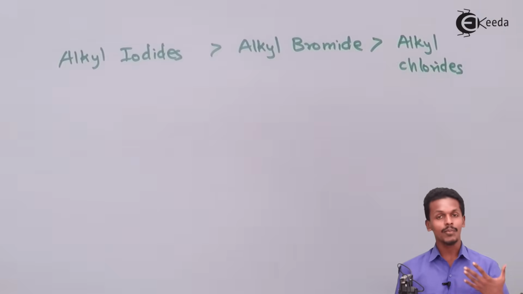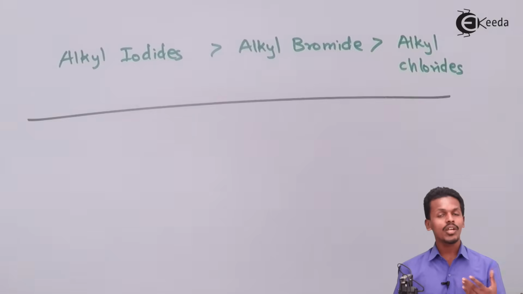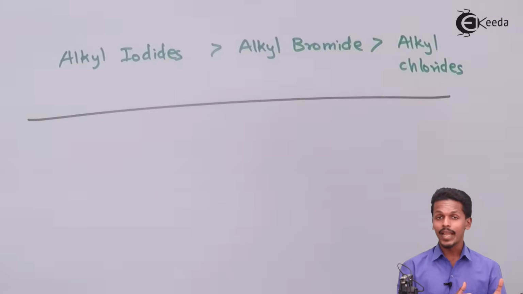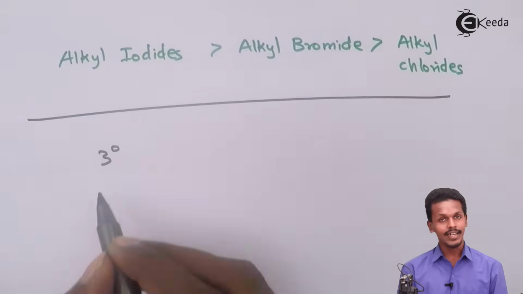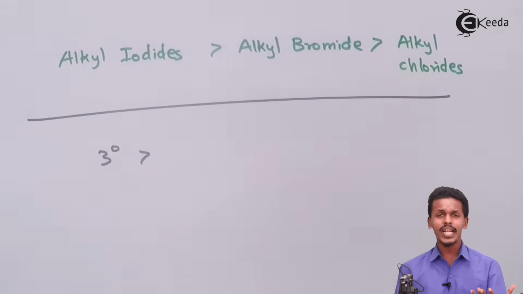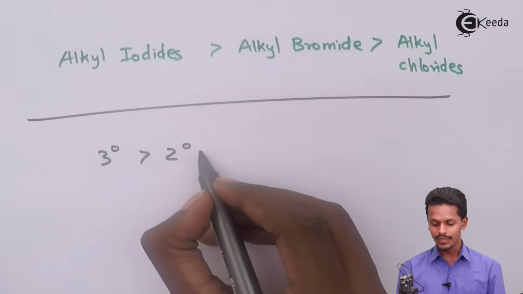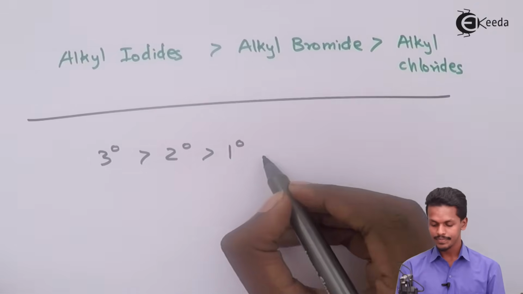So therefore alkyl iodides are more reactive than alkyl bromides, which are more reactive than alkyl chlorides. So this is the one that we have mentioned over here. And talking about the reactivity of primary, secondary or tertiary, in the previous lecture, in the preparation from alcohols, we got to know that tertiary alcohols more readily give alkenes. So similarly here also, the tertiary alkyl halides are more reactive than the secondary and then the primary alkyl halides.